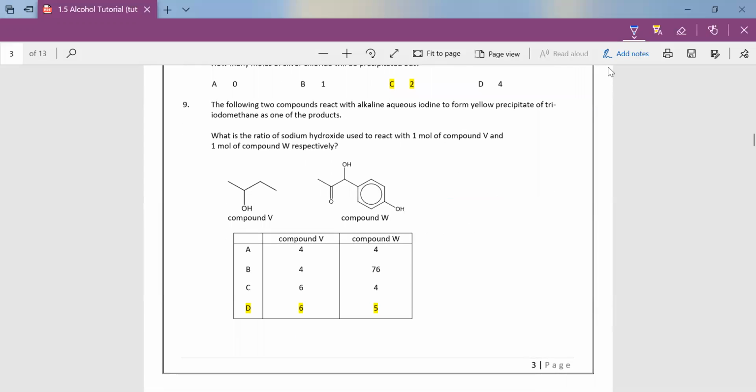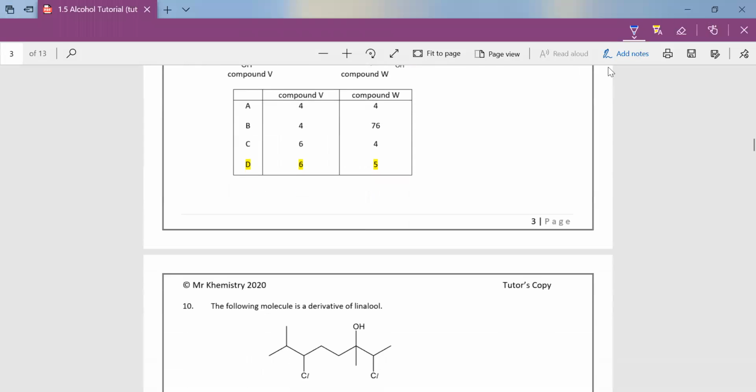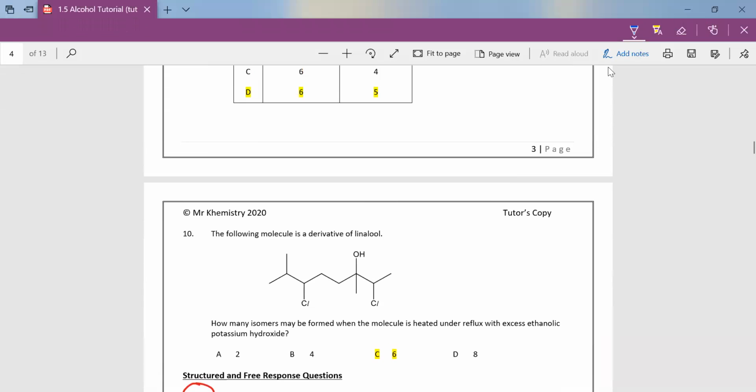Question 9: the following two compounds react with alkaline iodine, so it's the triiodoform test. What's the ratio of sodium hydroxide used to react with 1 mole of V and 1 mole of W? This one you've got to remember the chemical equation, and this one I can't help you. You just have to look at the chemical equation to find out the mole ratio.